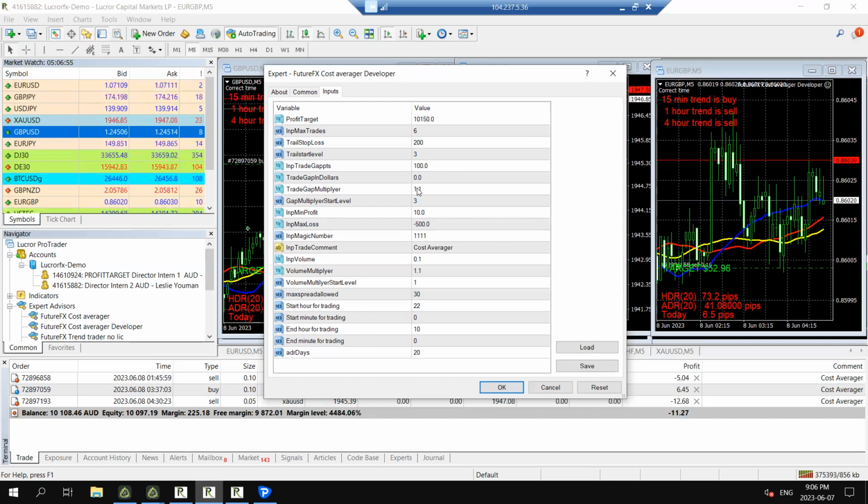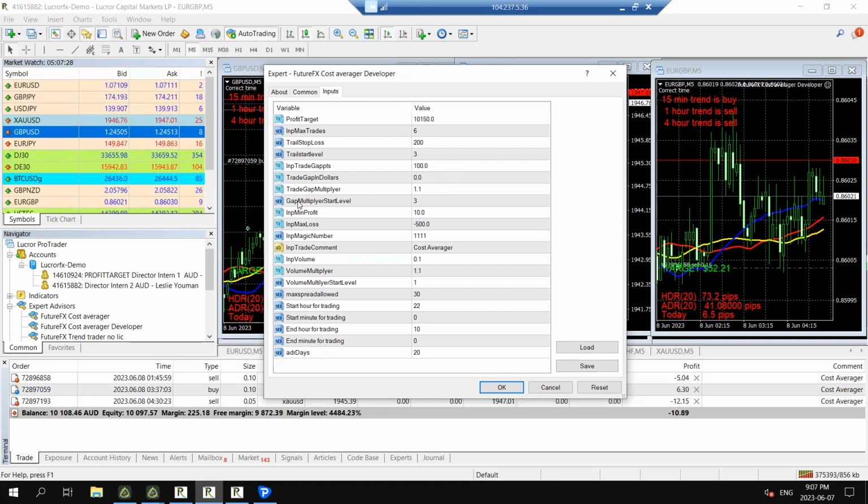We have a trade gap multiplier. So instead of every single trade being just 100 points apart, you can add a multiplier here so that the trades get slowly further and further apart. And that's very handy in case the market moves against you. It means the market can move against you a lot further and incur a lot less drawdown than if you only had every trade exactly 100 pips apart.